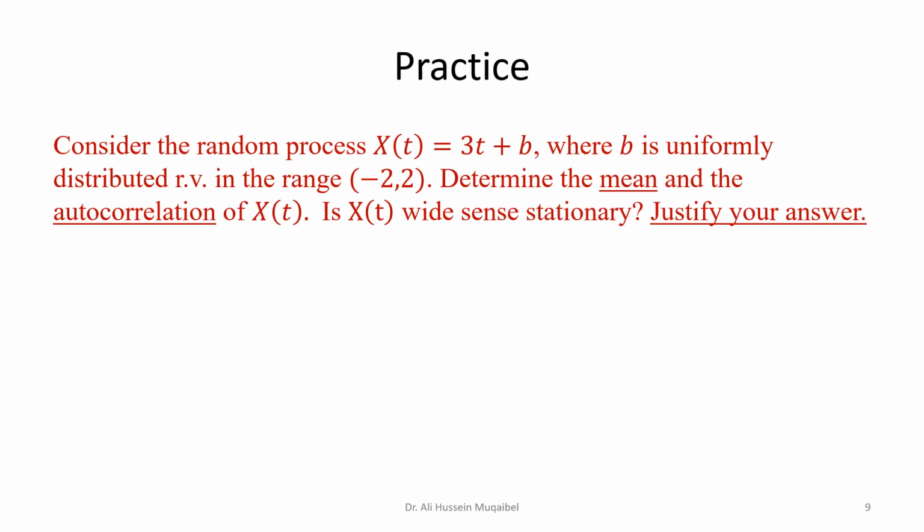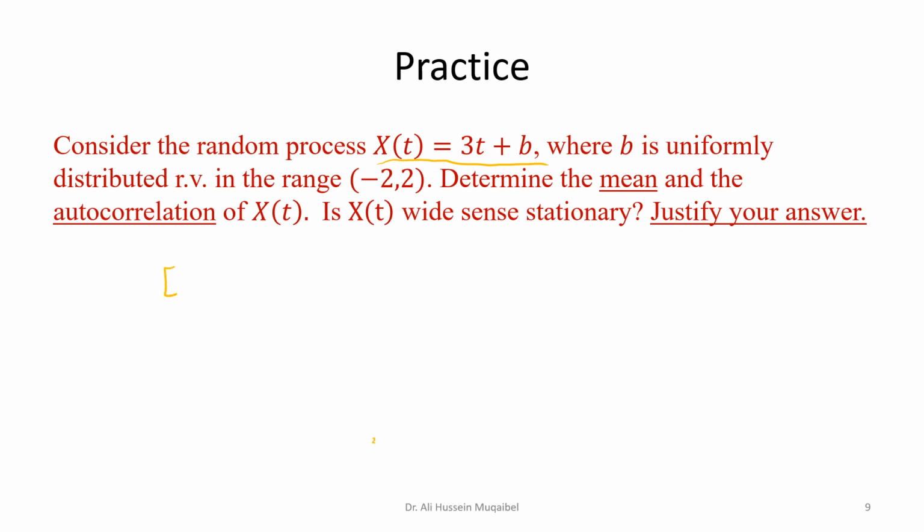Here's a practice problem. I will leave you with this practice problem. So please, you can answer this question in the comment section. Consider a random process, which is given by 3t plus b, where b is a uniformly distributed random variable in the range from -2 to 2. Determine the mean and the autocorrelation of x of t. Is it wide-sense stationary? And we'd like you to justify your answer. Okay, so I think clearly we can find the mean here. I'll leave you with the rest.